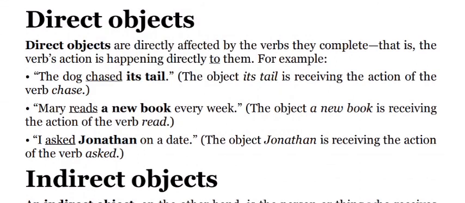Direct objects are directly affected by the verbs they complete. That is, the verb's action is happening directly to them. For example, the dog chased its tail. The object its tail is receiving the action of the verb chase. Mary reads a new book every week. The object a new book is receiving the action of the verb read. I asked Jonathan on a date. Now, the object Jonathan is receiving the action of the verb asked.